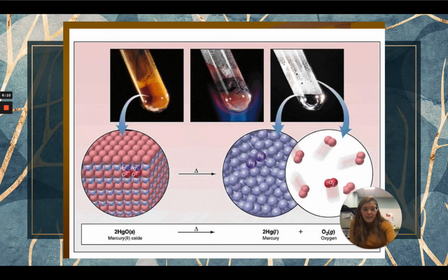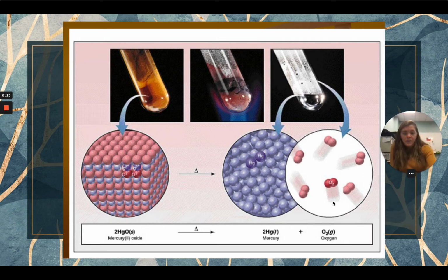So a real life example here is we can take mercury 2 oxide, so mercury oxide here, and we can pull that apart. We do have to apply heat to make that happen, so that's what that little delta triangle is meaning. But then we are left with just liquid mercury and oxygen.